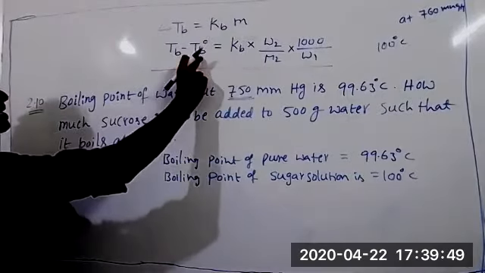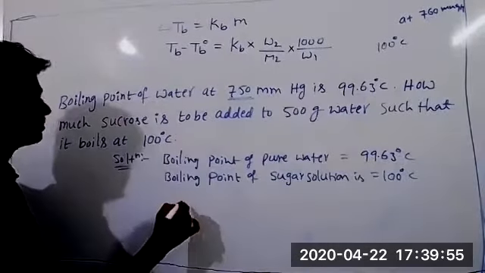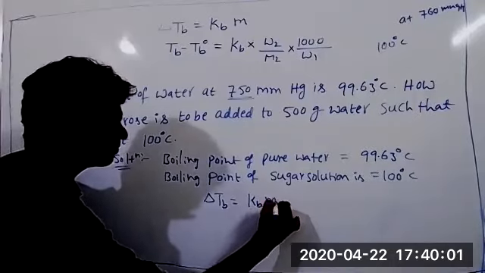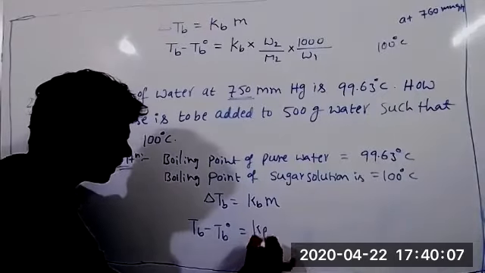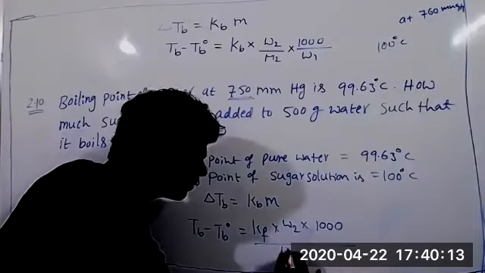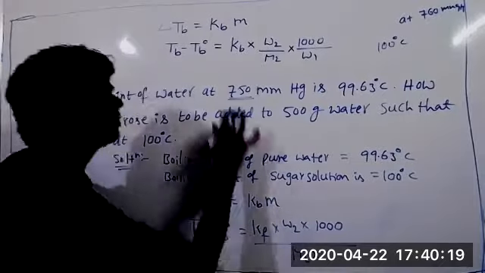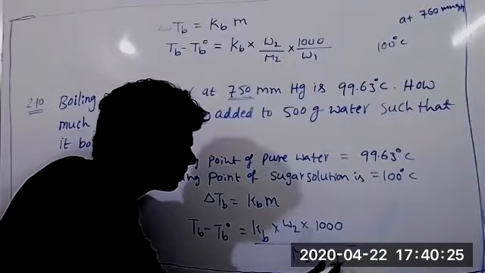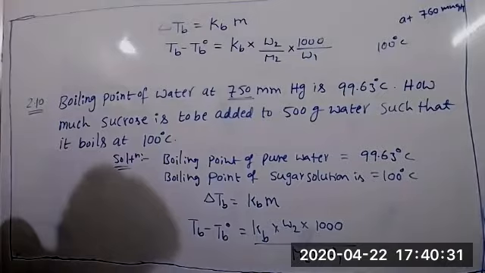Now you know the formula: delta TB is equal to KB into M. Just write these two formulas. Delta TB is equal to KB into M, and delta TB, which is TB minus TB0, is equal to KB into W2 into 1000 by M2 into W1. Sorry, KB, not KF. That is two formulas. Further substitution.